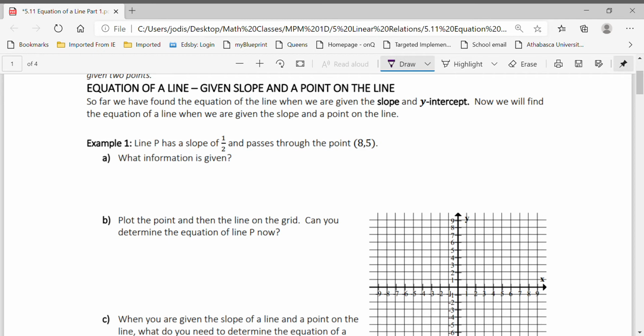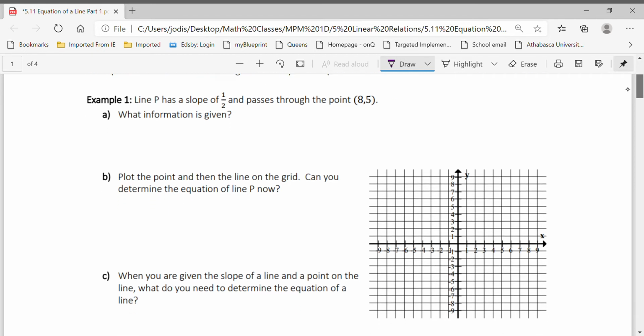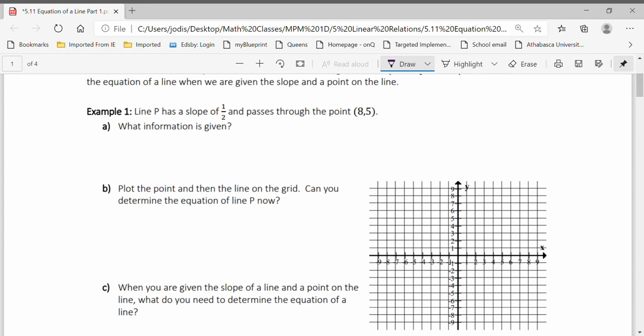So if we take a look at our first example, we've got line P has a slope of 1/2 and it passes through the point 8, 5. What information is given? Well, we know that we have the slope, that is 1/2. And we also know that we have this point on the line, which is 8, 5. So this is our x and this is our y. So we want to plot the point and then the line on the grid. Can we determine the equation of the line P now?